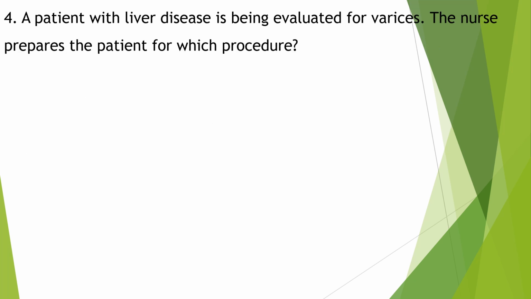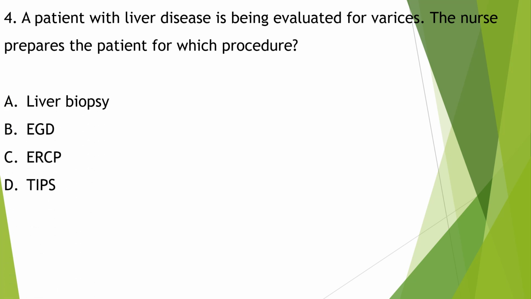A patient with liver disease is being evaluated for varices. The nurse prepares the patient for which procedure? Liver biopsy, EGD, that is esophagogastroduodenoscopy, ERCP, that is endoscopic retrograde cholangiopancreatography, and TIPS. TIPS is transjugular intrahepatic portosystemic shunt.